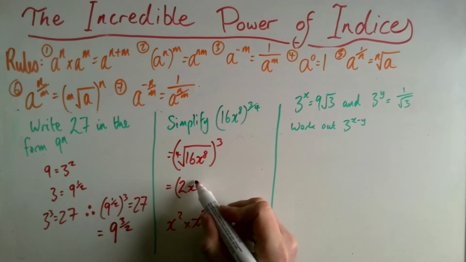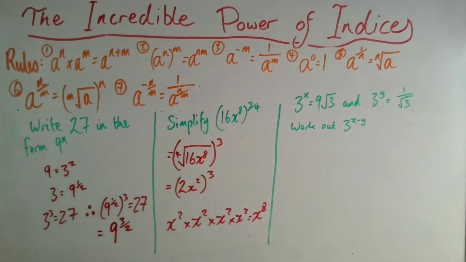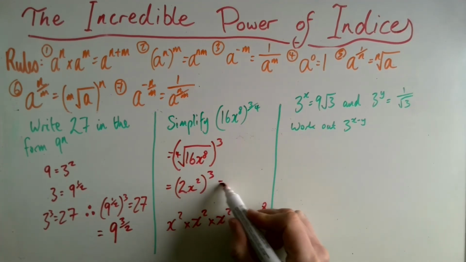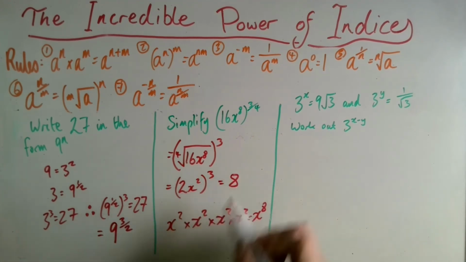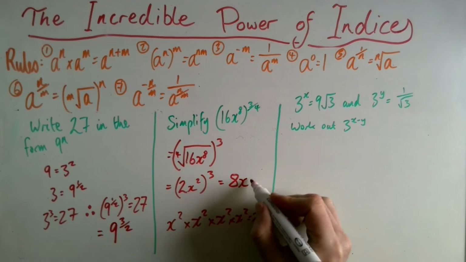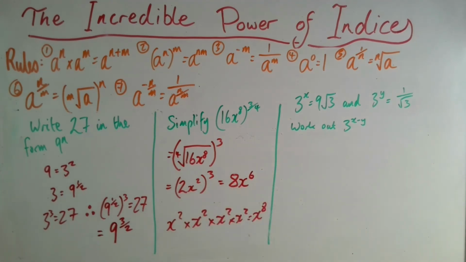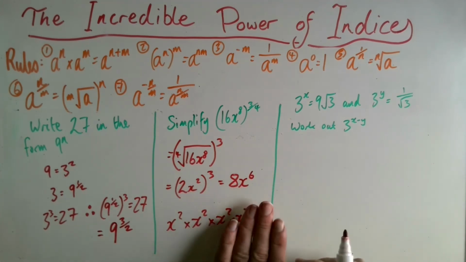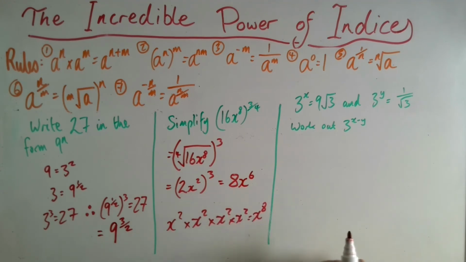So x squared, that all has to be cubed. Now when you do 2 cubed, that gives you 8. When you do x squared cubed, that's when you multiply the powers to get out of the bracket, isn't it? So that gives us x to the power 6, because x squared cubed is that, isn't it? Right, on to the last one.